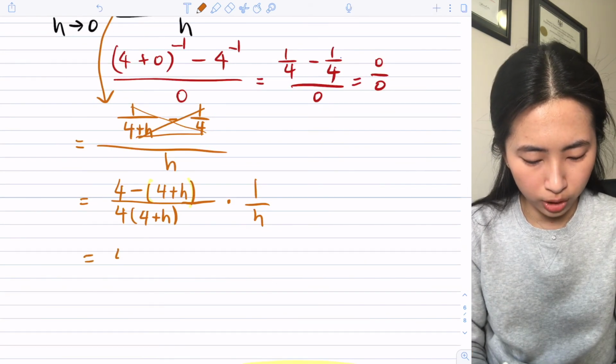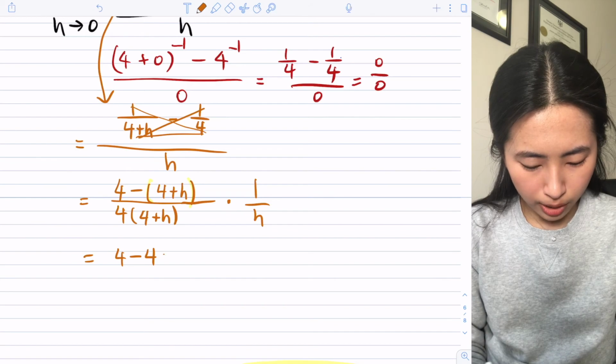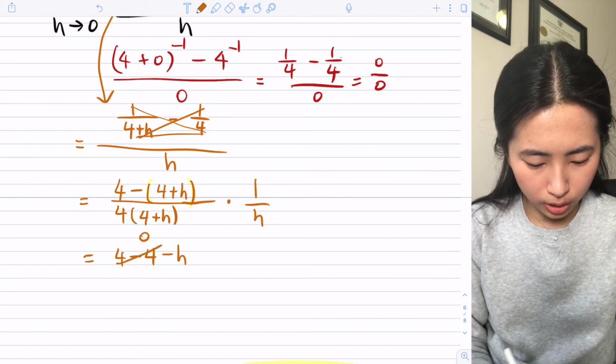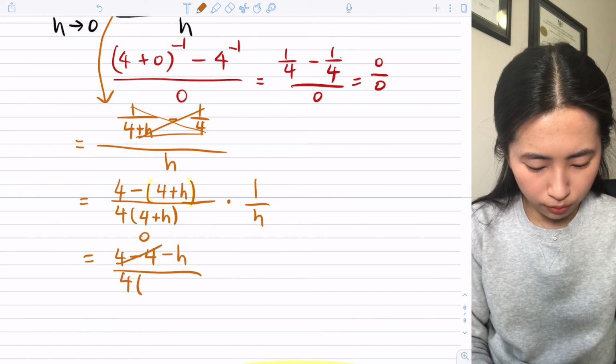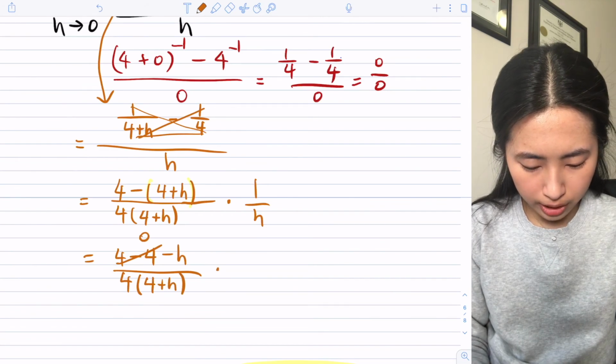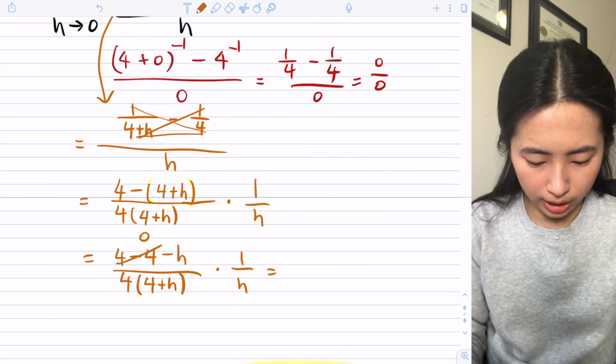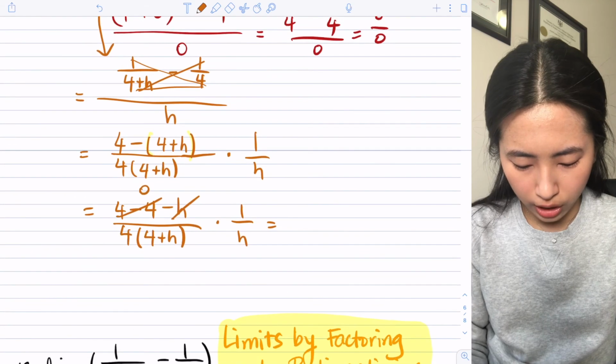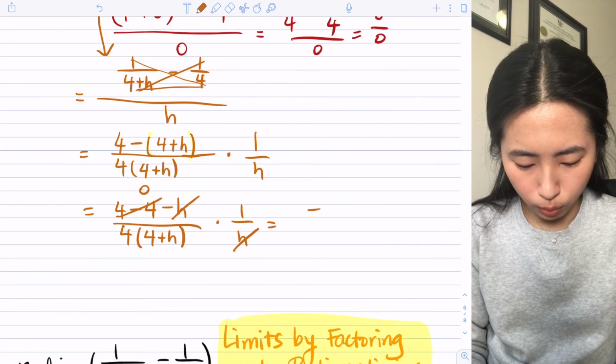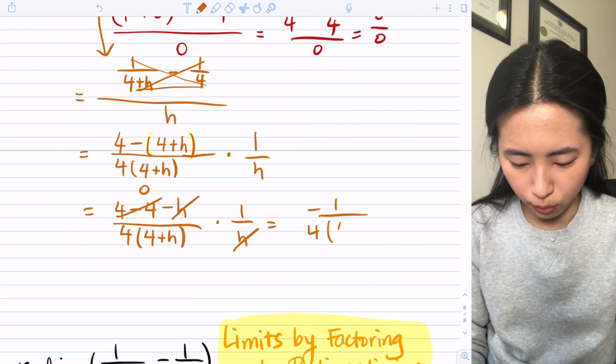Therefore, we would have 4 minus 4, and this is minus h, so this becomes 0, and this is all over 4 times 4 plus h. Then you multiply this to 1 over h. So we do get negative h, or we can just cancel that out just by looking at h over here and h. And this is negative 1 over 4 times 4 plus h.